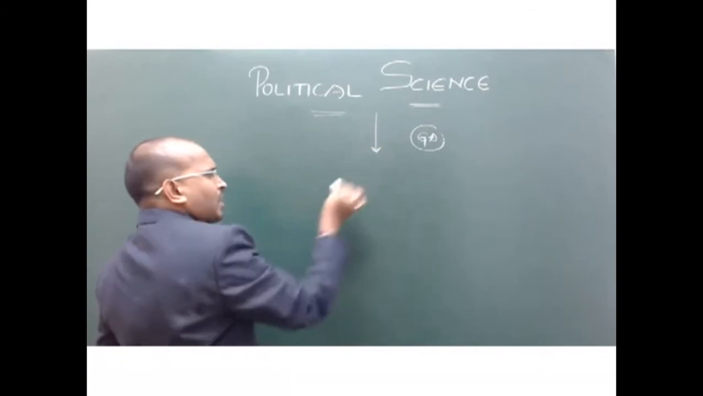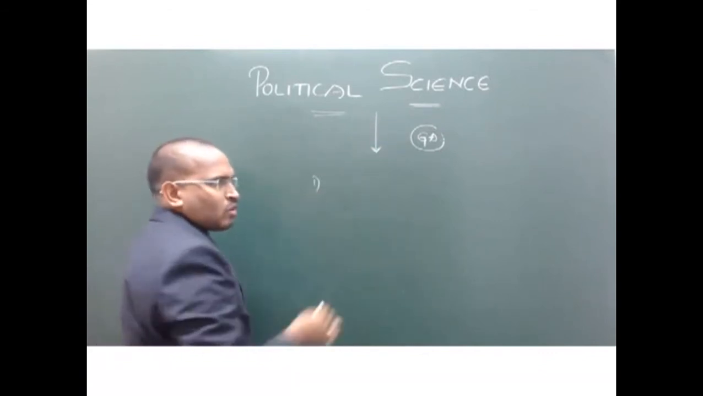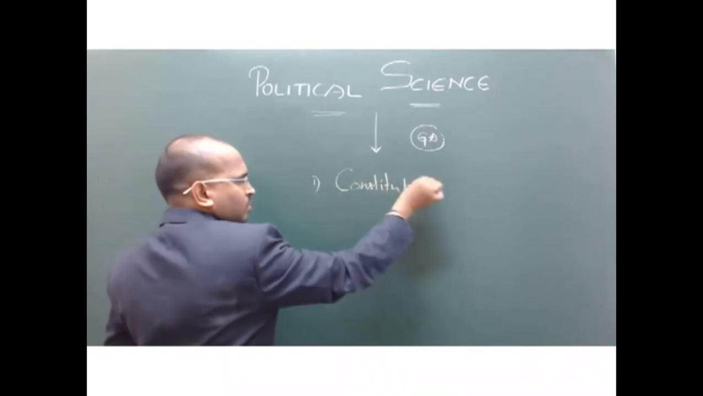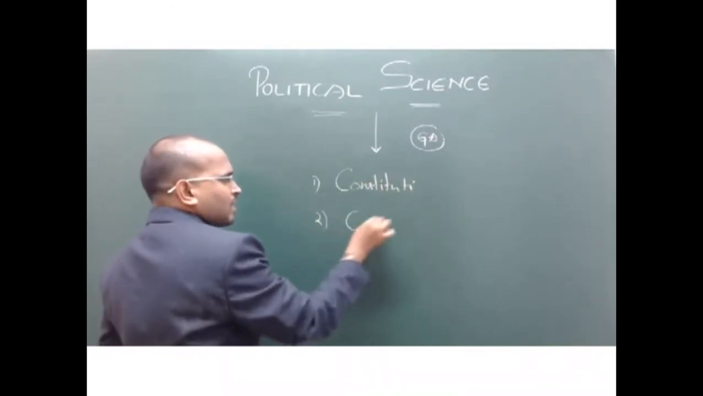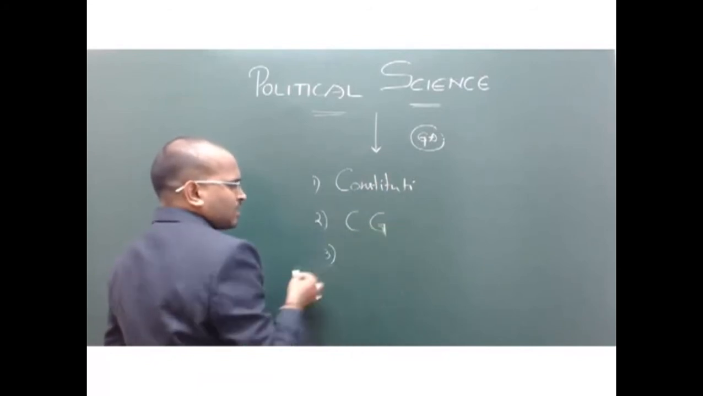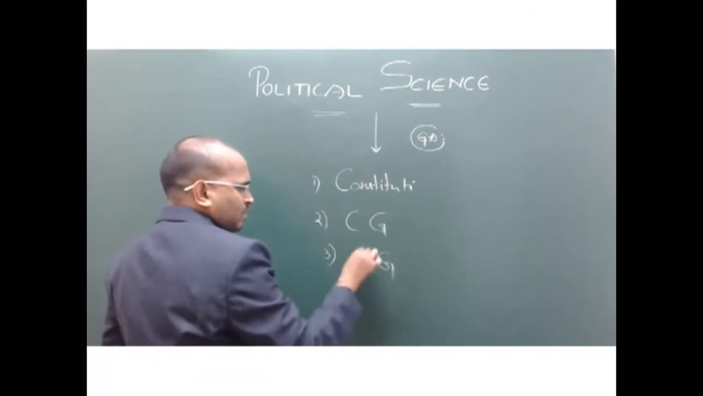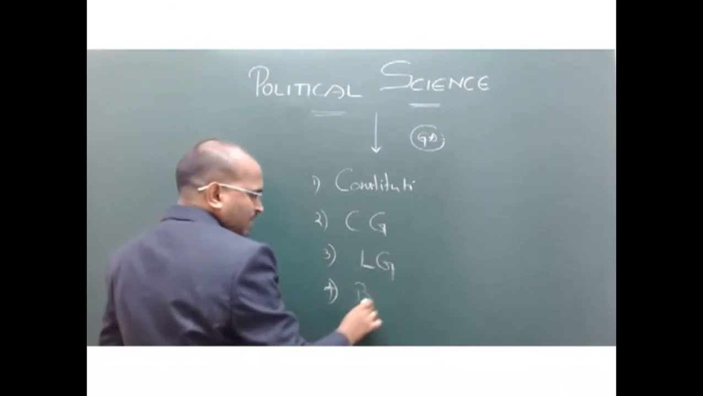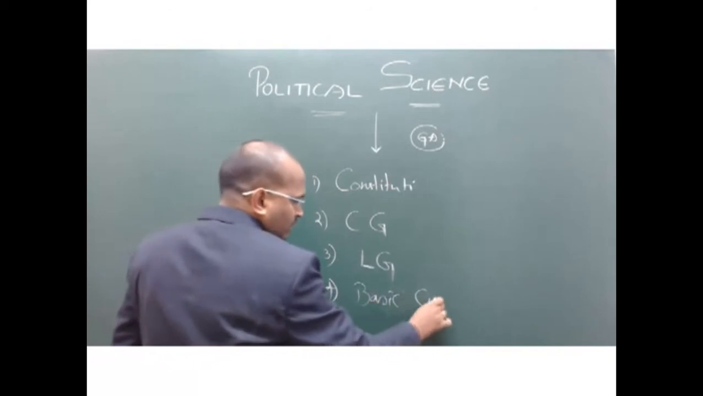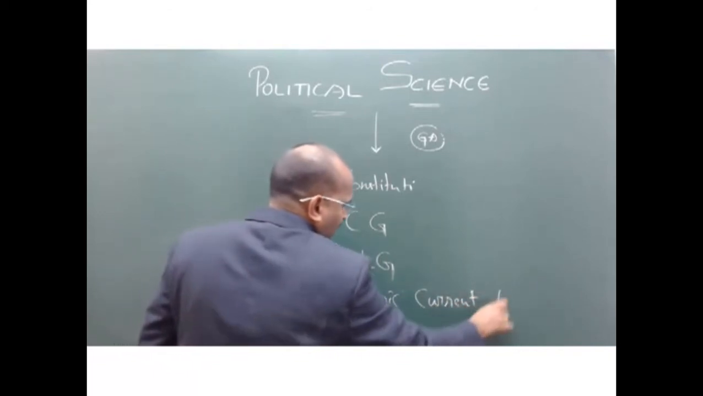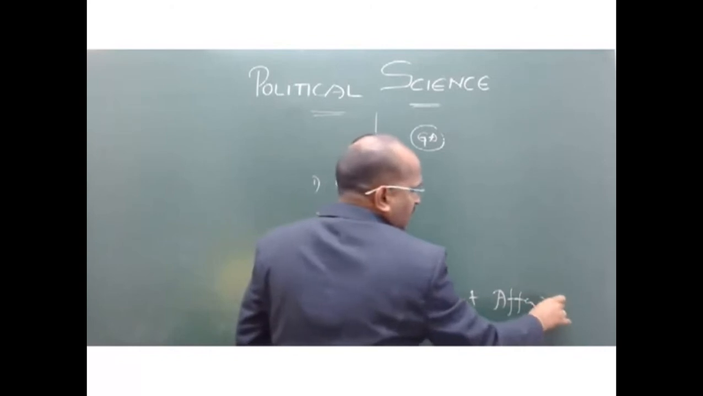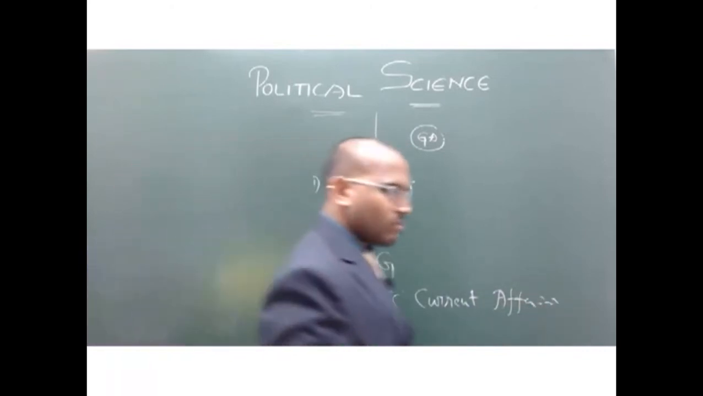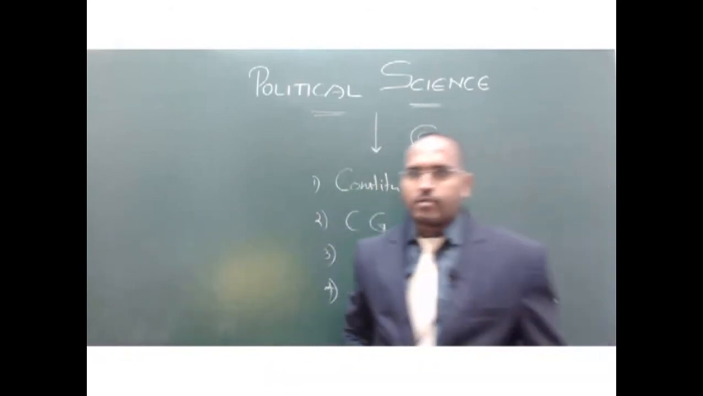Mainly, we deal with four chapters. One is the constitution. This is the first chapter. The second one is the central government. The third chapter is the local governments. And the fourth one is the basic current affairs regarding political science. That's it. It's enough.